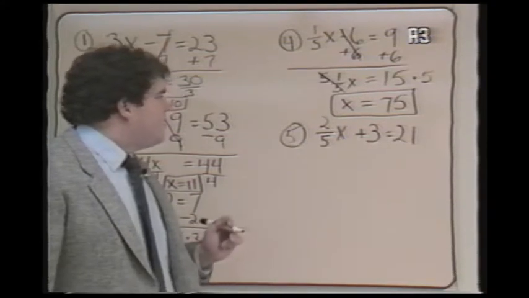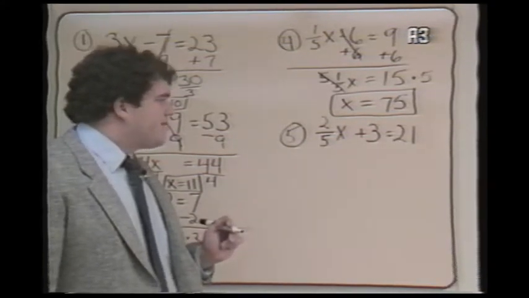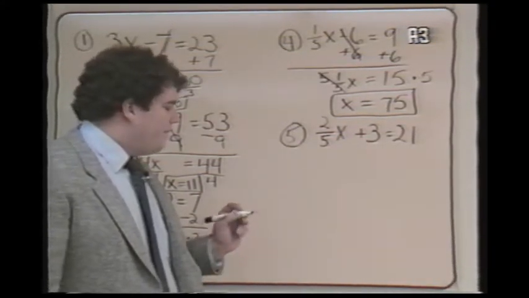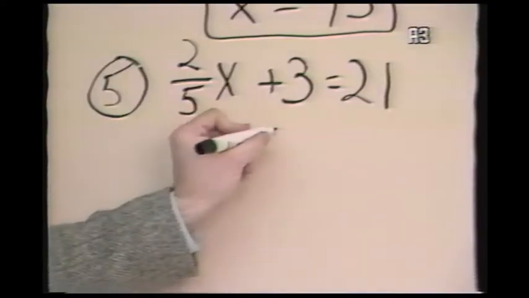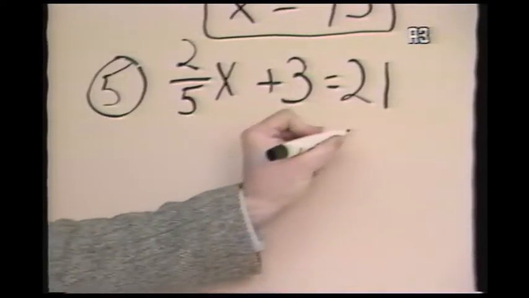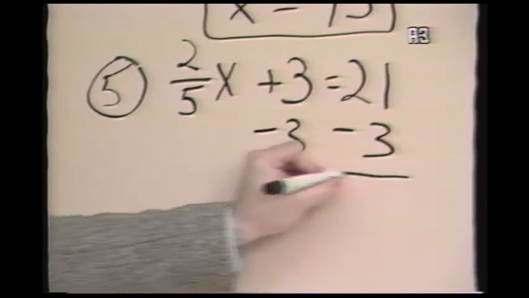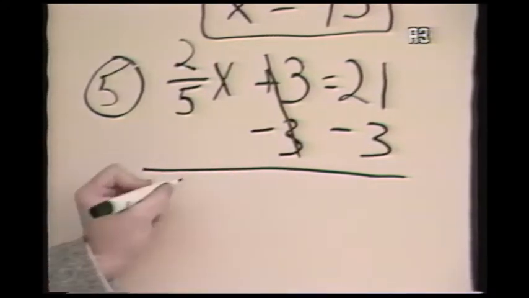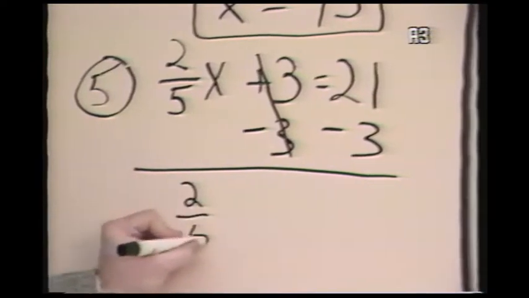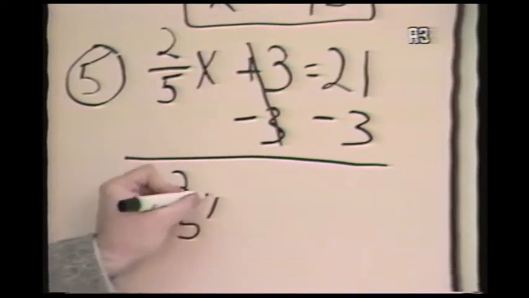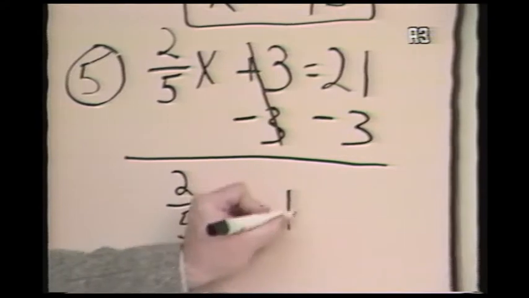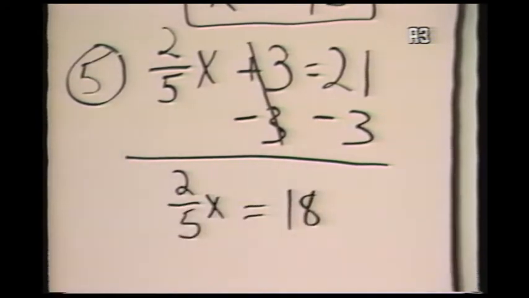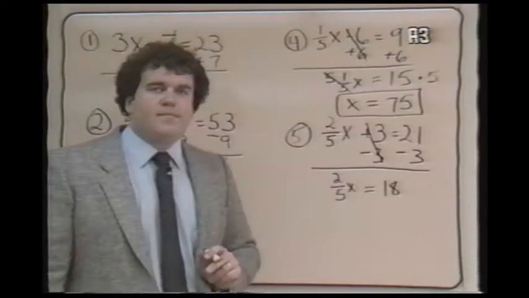Problem number 5. 2/5 x plus 3 equals 21. Plus sign, we react with a minus sign. We subtract 3 from each side. That goes away. I get 2/5 x equal to 18. 21 minus 3 is 18.